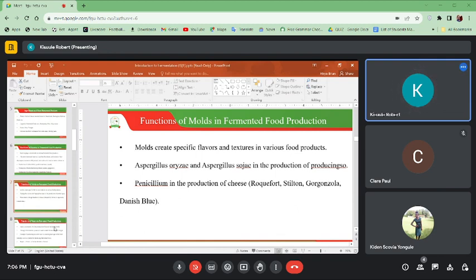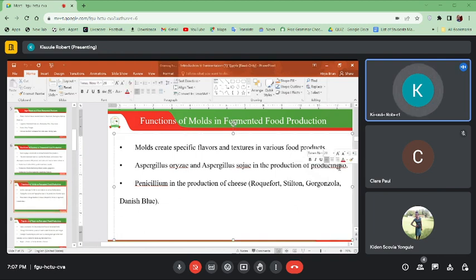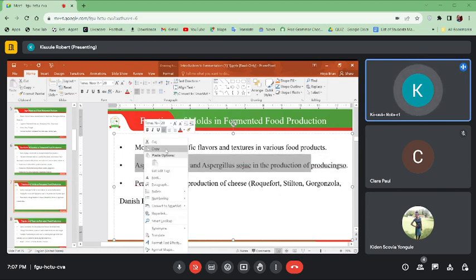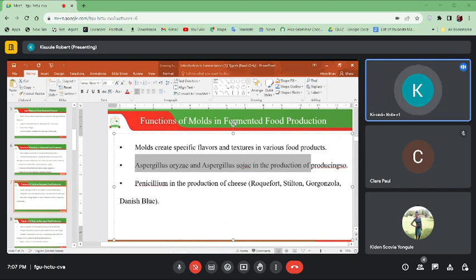However, we are saying that molds also create special flavors and textures in various foods. For example, Aspergillus oryzae and also Aspergillus sojae in the production of, sorry about this, I think this wasn't full, but we understand what Aspergillus is used in the production of that fermented food. I will tell that to you before the end of this engagement.